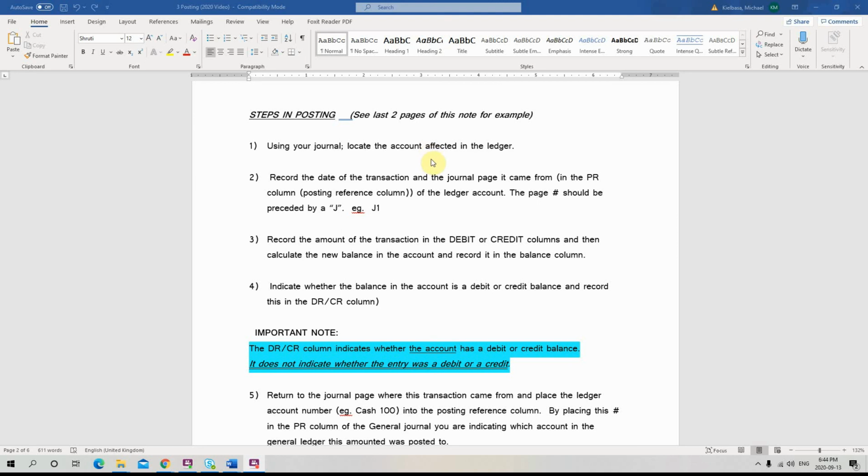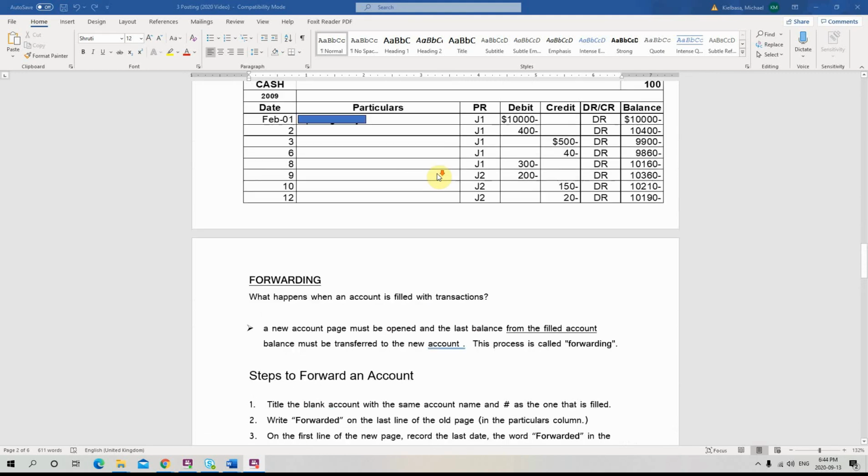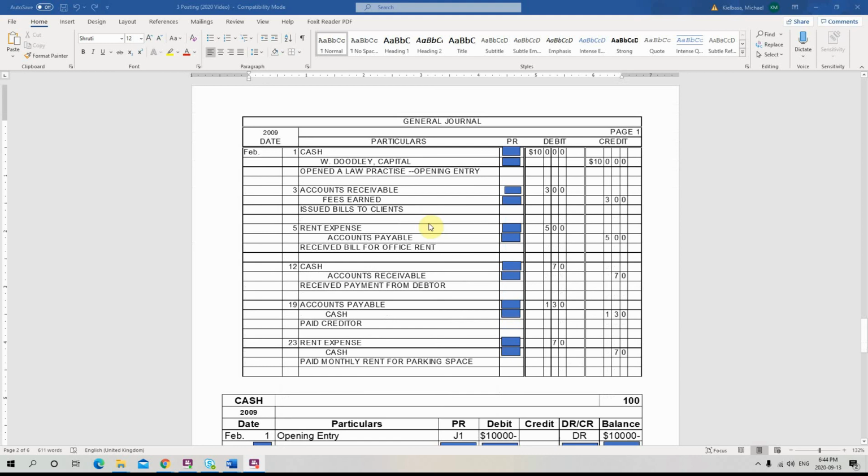So I'm going to use the last two pages of your note. I'm going to scroll down. All right. Okay. So we have a journal and that's completed. So the next step is we're going to transfer this information into separate ledger accounts.